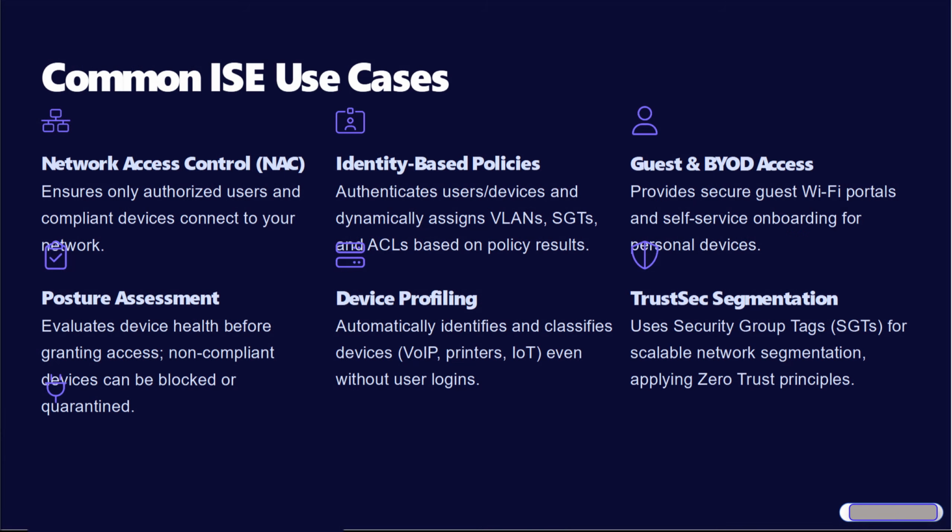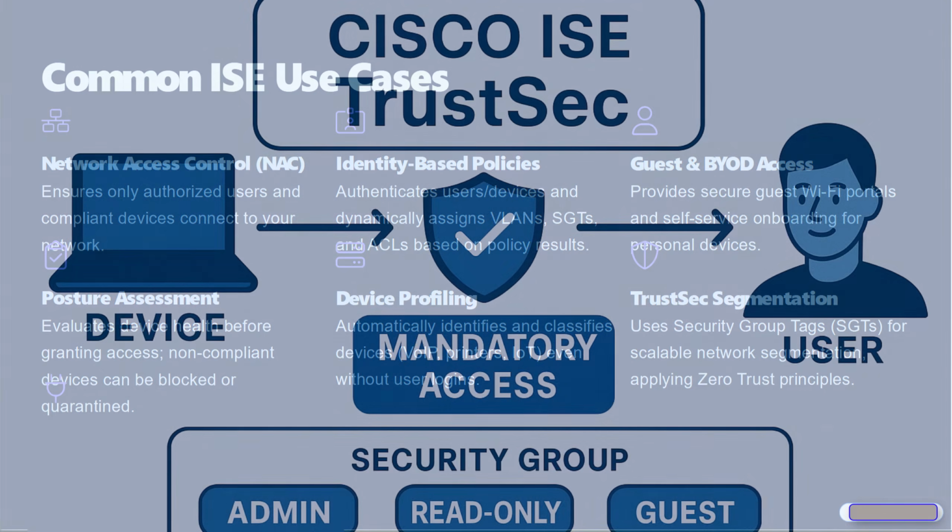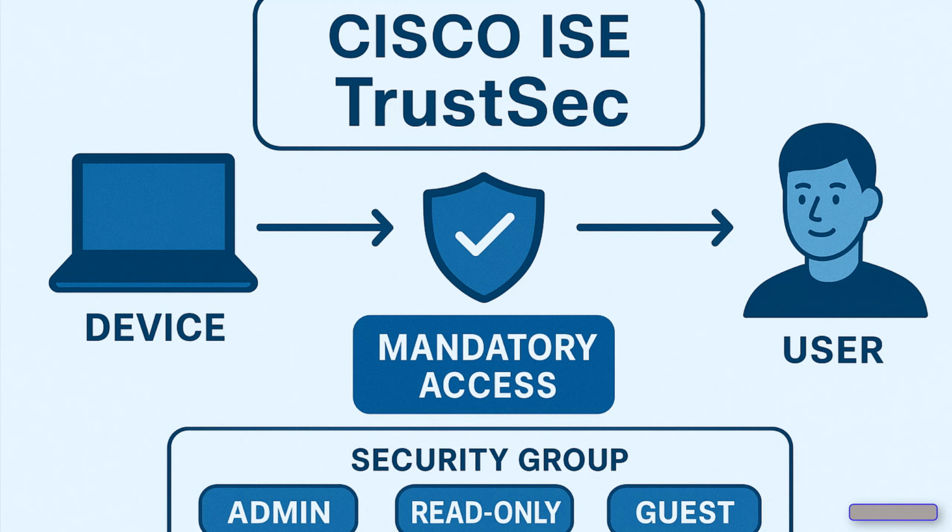For number 6, we've got TrustSec segmentation. So it tags traffic using SGT, security group tags, and this enforces scalable access segmentation across the network without relying solely on VLANs or firewalls. So this helps apply zero trust principles within the local area network.